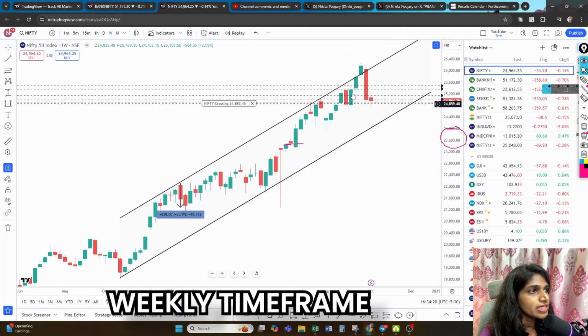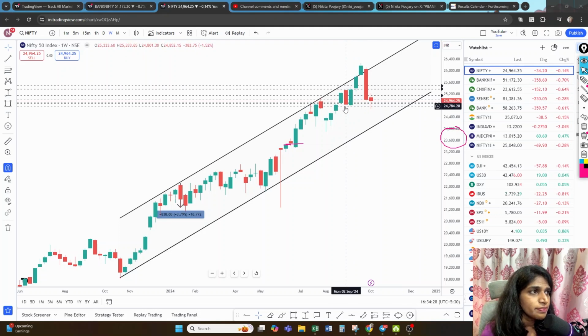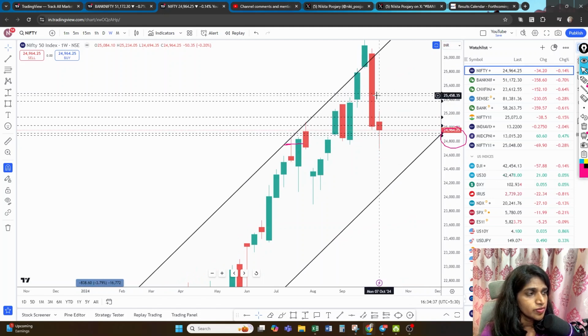Coming to the weekly time frame, there was a sort of fake breakout, and right now the market is more or less exactly around the September week low. This particular week's candle is more of a doji candle because we have got tails on both the sides, and the open and the close make a very small candle.